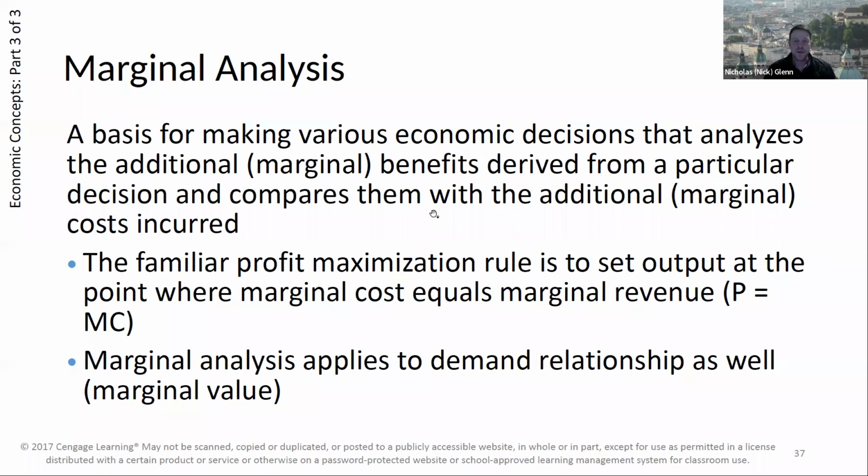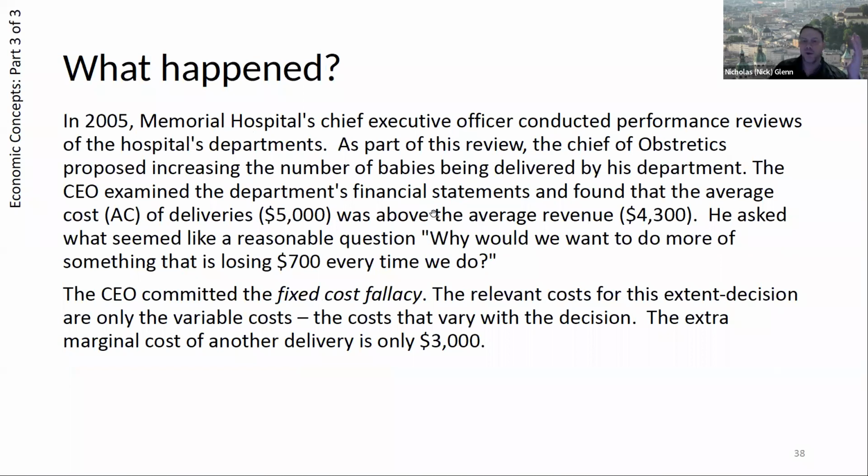All right. So let's look at an example to explain why this is important. In 2005, Memorial Hospital's CEO was looking at a performance review. As part of the review, the chief of obstetrics proposed increasing the number of babies being delivered in his department. The CEO looked at the financial statements and saw that the cost of each delivery was $5,000, but the average revenue was only $4,300. So he's thinking, well, why do I want to increase more? We're losing on each one.